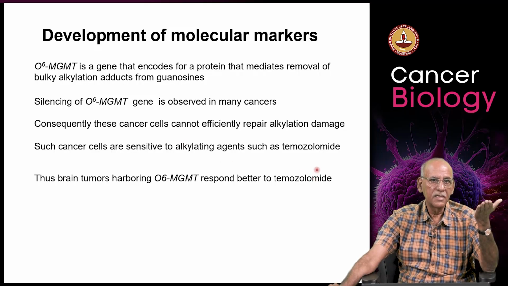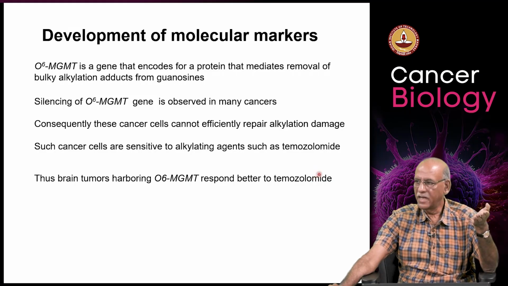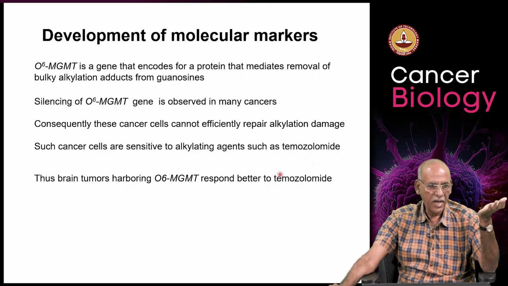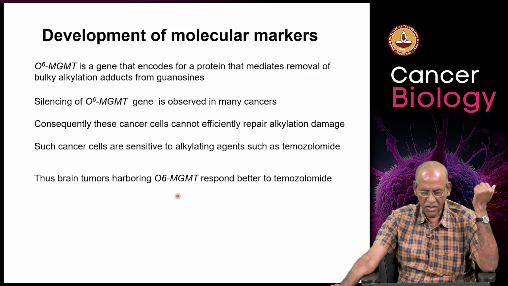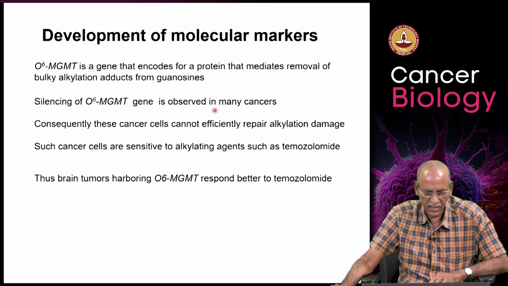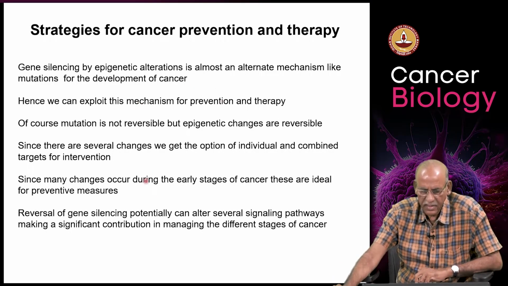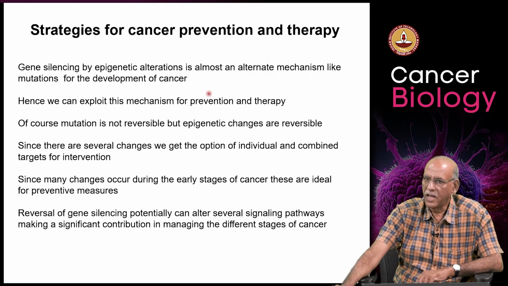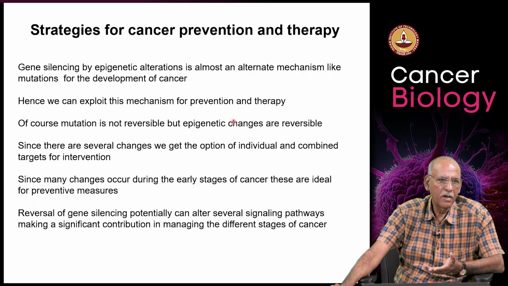Although it is an aberration, that can help in sensitizing the cells to certain anti-cancer agents, alkylating agents. One example is temozolomide, which is usually given in brain tumors. Brain tumors harboring O6 MGMT respond better to temozolomide. So, this is one example. So, ultimately the idea is to develop the knowledge we gained for either prevention or for therapy.